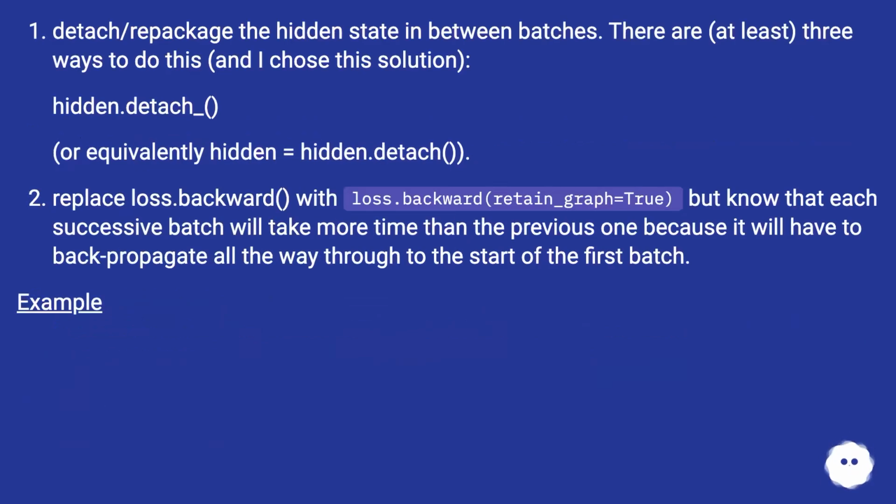Detach or repackage the hidden state in between batches. There are at least 3 ways to do this, and I chose this solution: hidden.detach_(), or equivalently hidden = hidden.detach().